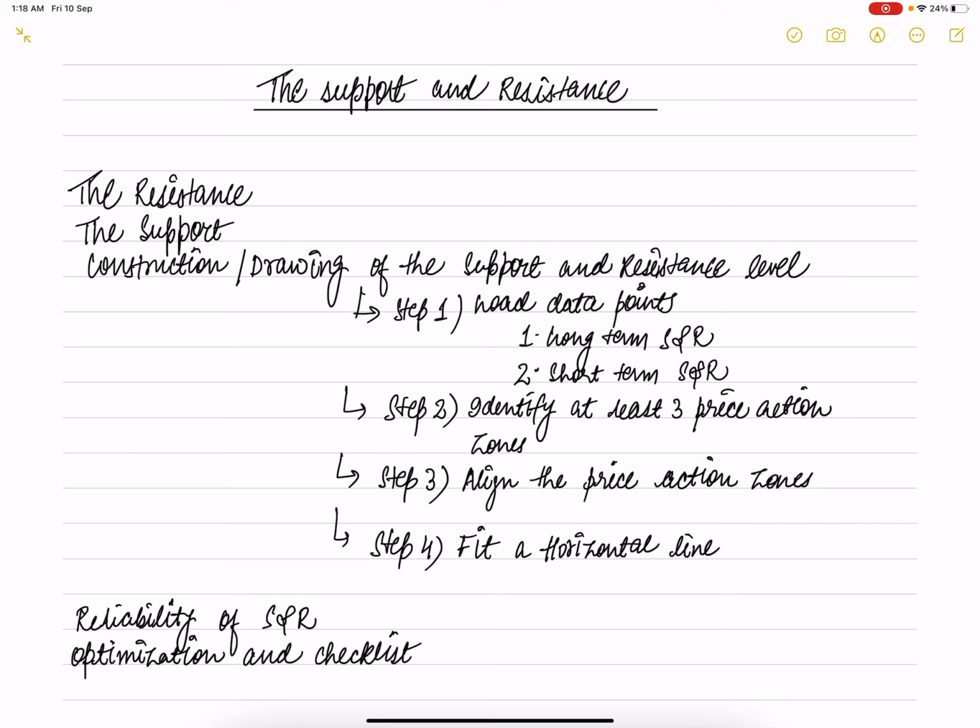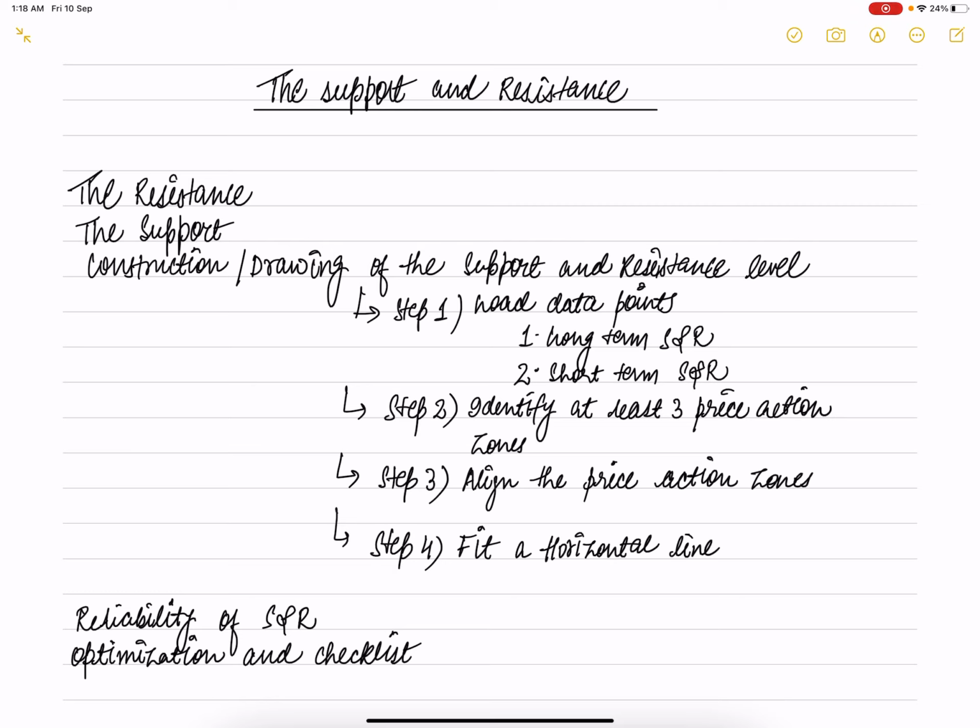The support and the resistance, SNR, are specific price points on a chart expected to attract the maximum amount of either buying or selling. The support price is a price at which one can expect more buyers than sellers. Likewise, the resistance point is a price at which one can expect more sellers than buyers. On a standalone basis, traders can use support and resistance to identify trade entry points as well.